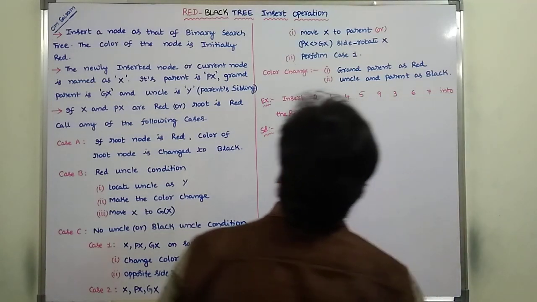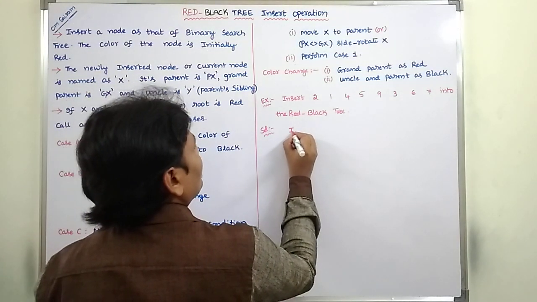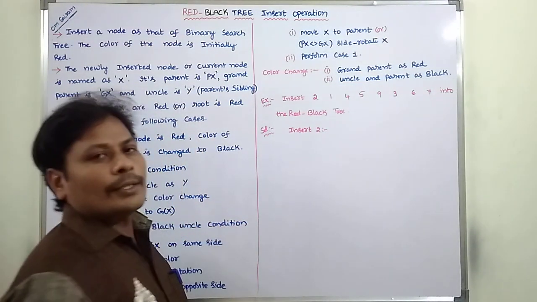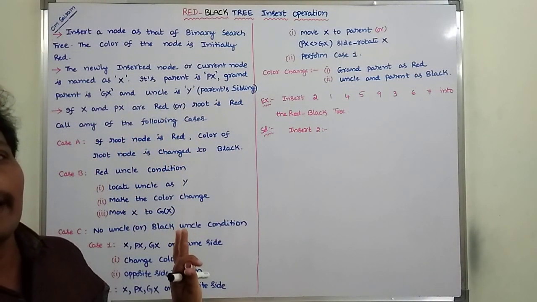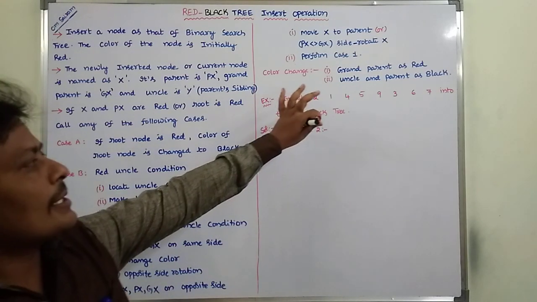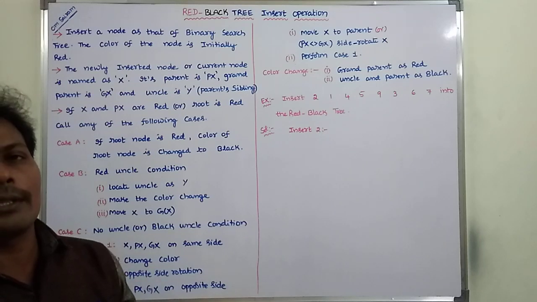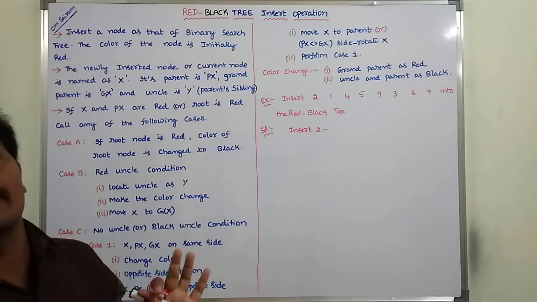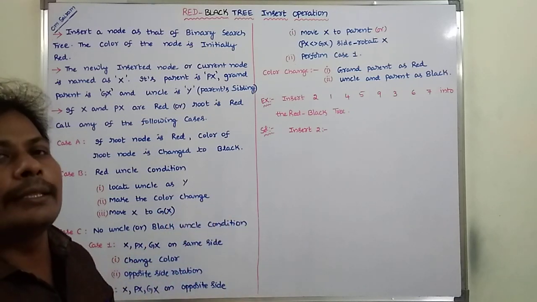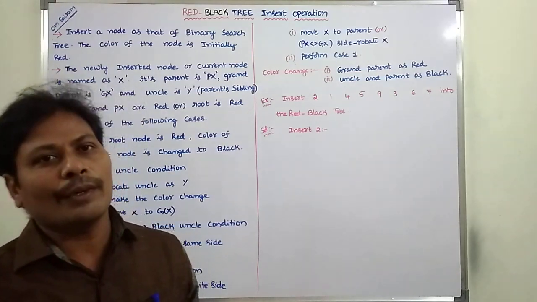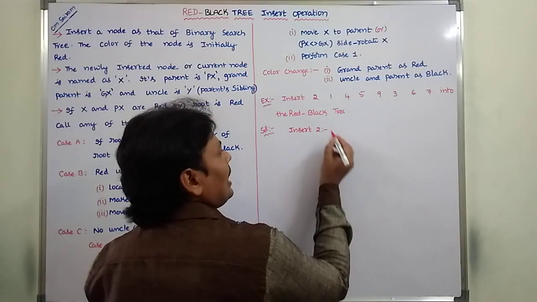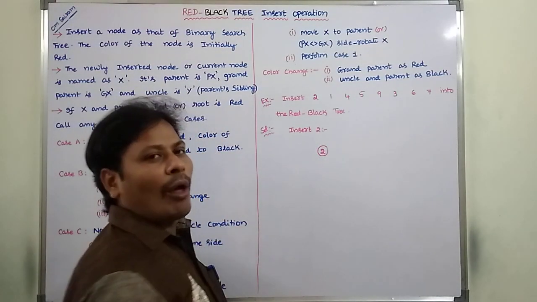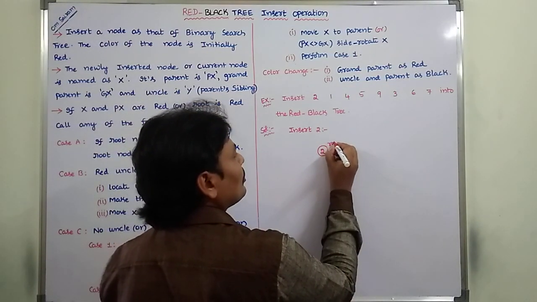So first of all, insert 2. Initially, the red black tree is empty. Before inserting any elements into the red black tree, it is empty. Whatever the first element that is inserted into the red black tree, that node becomes the root node. So now I am inserting element 2 into the red black tree. This node becomes the root node.